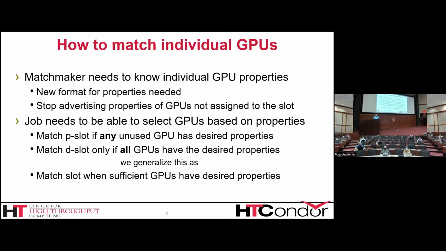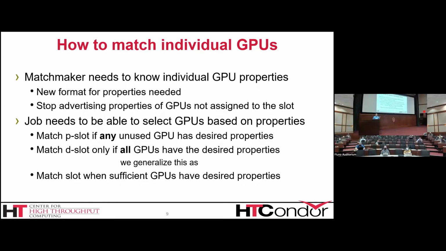And what we need to do to solve this problem is we need to give the matchmaker the ability to distinguish between the various GPUs' properties while it is matching. And to do that, we need a new format for expressing GPU properties. And we need to stop advertising in the slot the properties of the GPUs that are not assigned to that slot, right? So that's one piece. The startd has to advertise differently.